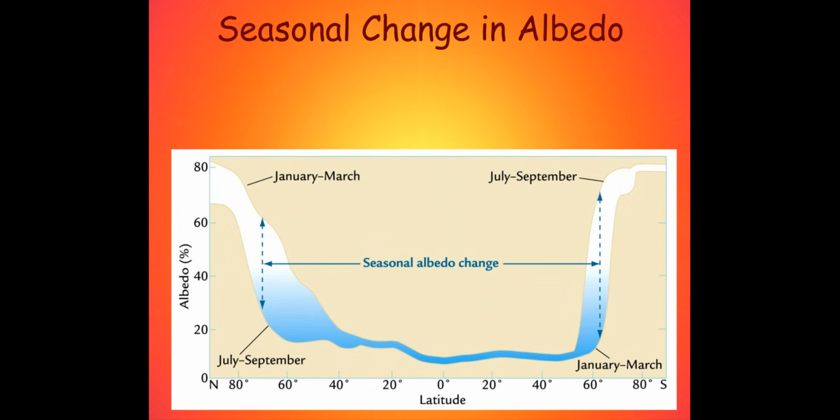Northern hemisphere winter albedo increases, due mainly to snow cover and to a lesser degree the Arctic sea ice. Southern hemisphere winter albedo increases due to sea ice.